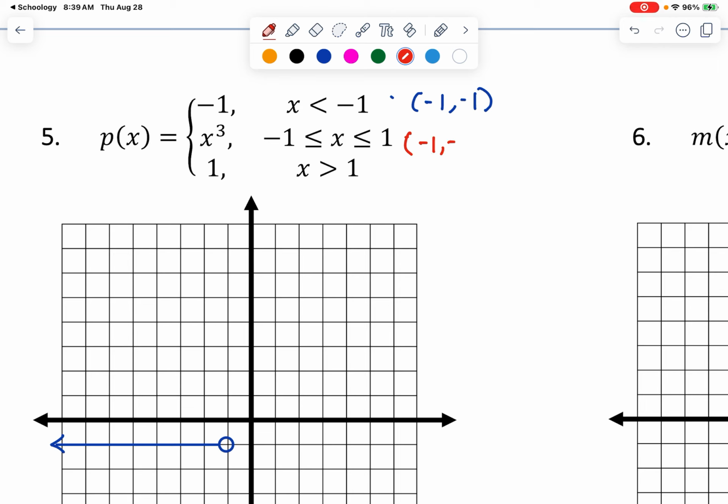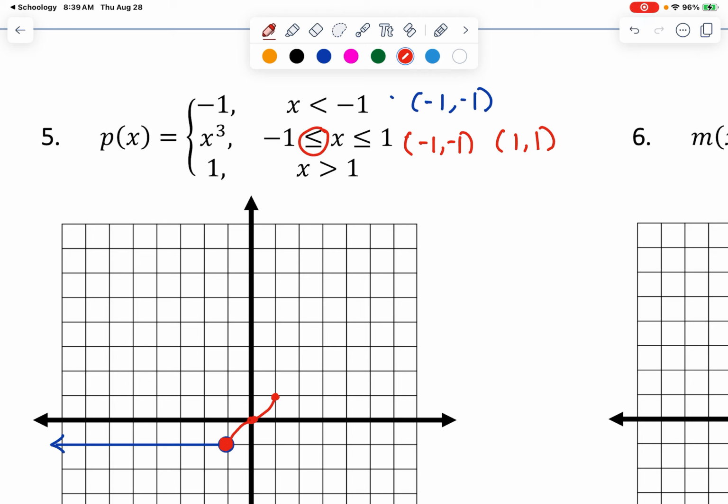Plugging in -1, you get -1. -1 cubed is -1. Plugging in 1, you get 1. So I have -1, 1, which is a closed point. So now I'm going to close this point. It was open, now it's closed. If you plug in 0, you get 0, and you plug in 1, you get 1. So it looks like that.